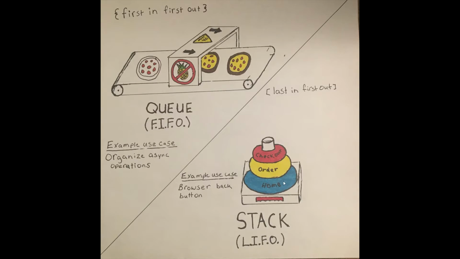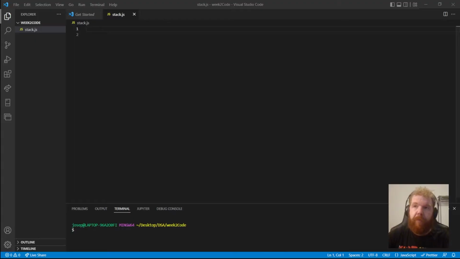So our first one would be, in this case, we're showing the example of browser history. So we're going to start with home, and then we'll stack one on top, order, stack one on top, checkout. And then when we go to remove it, we're going to go in reverse order. So we're going to pop this one off, that'll be remove checkout. We're going to pop off order, and then we'll pop off home. Let's get right into it.